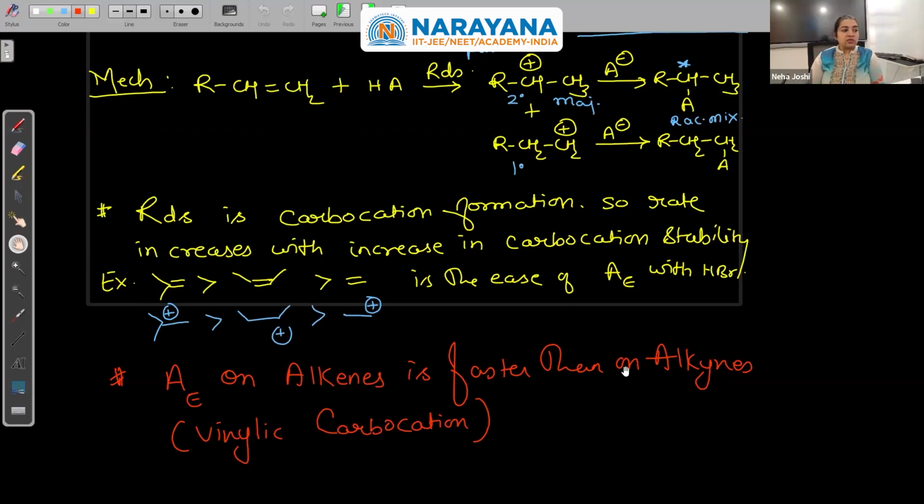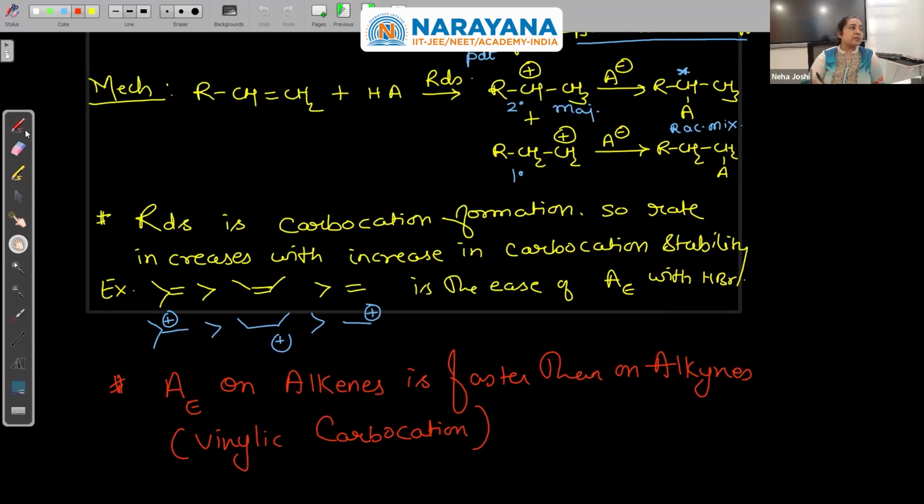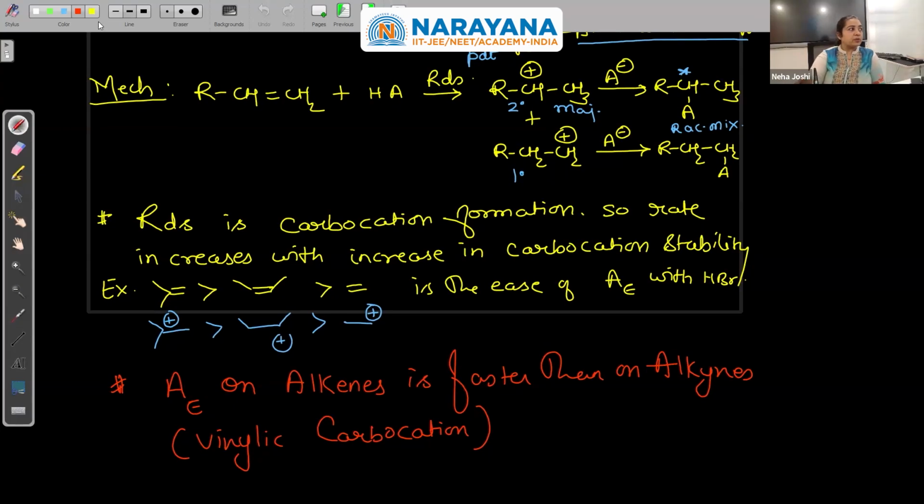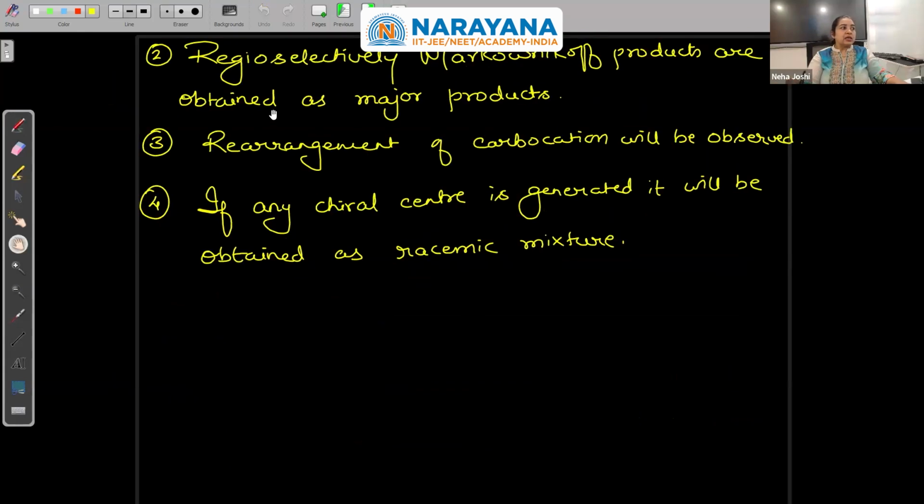AE on alkenes is faster than on alkynes. Again, because if I go for alkyne, I will have an unstable carbocation formed, right? If I go for alkyne, RC triple bond CH, even for 2 degree if I talk, I will have an unstable vinyl carbocation involved. Vinyl carbocation is unstable. Okay, as compared to this normal alkyl carbocation. So alkenes are faster to go for electrophilic additions rather than alkynes.